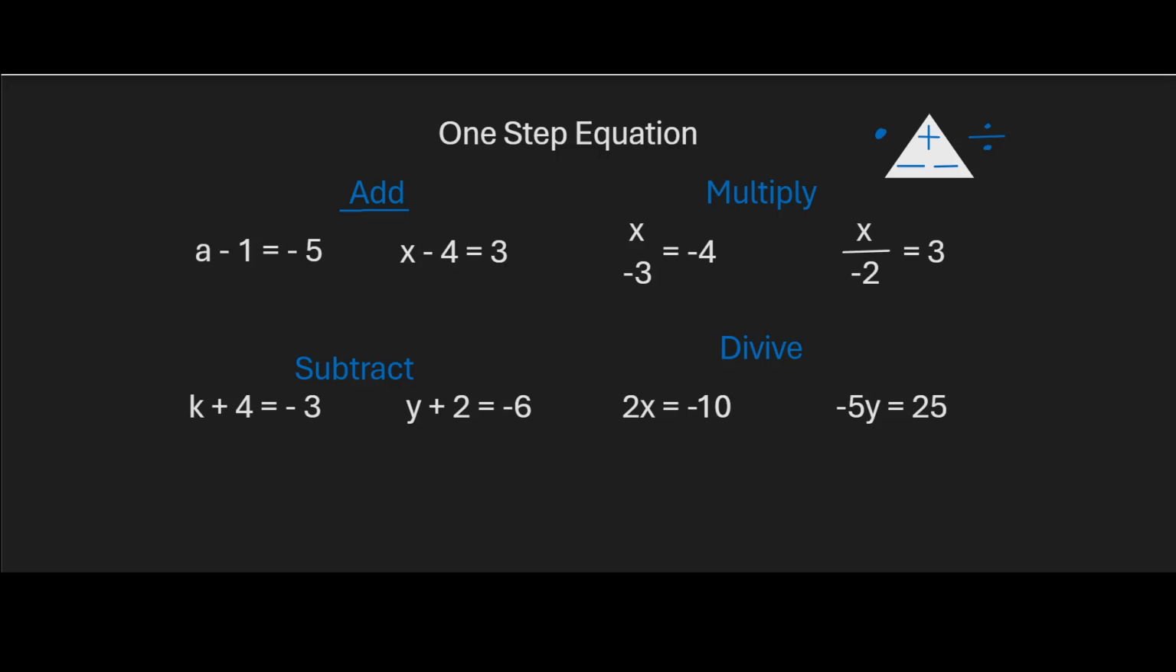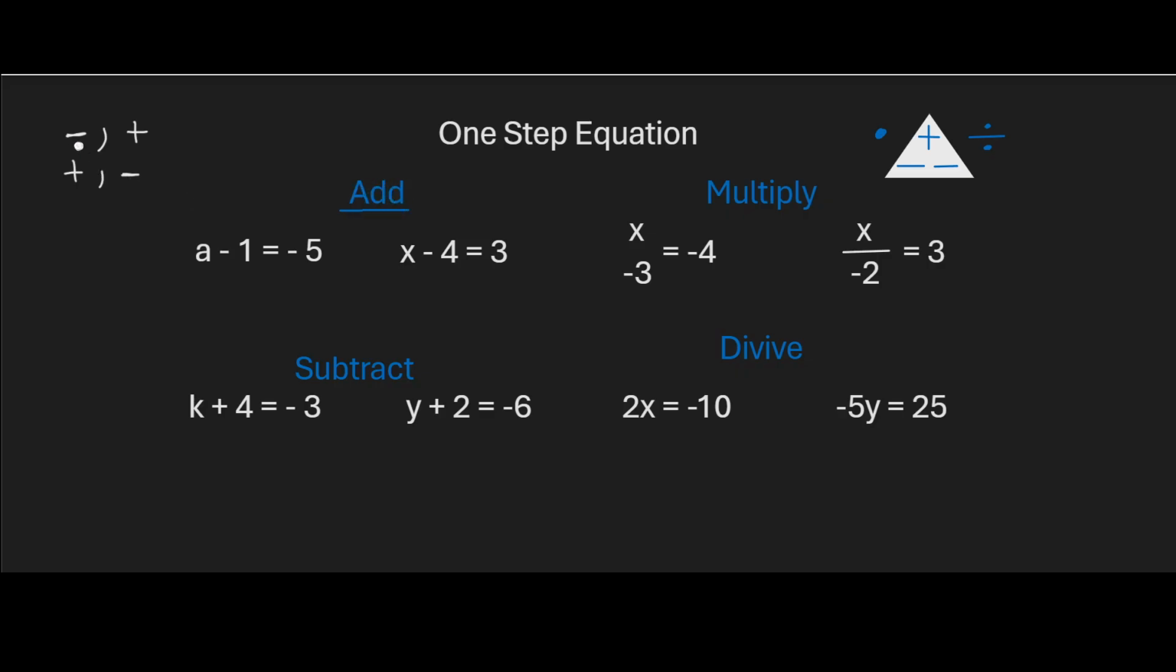Solving a one-step equation. To solve a one-step equation, we always want to do the opposite. For example, if we are subtracting, the opposite of subtracting is going to be adding, or the other way around. If we're adding a number, the opposite of adding is going to be subtracting. And that's why I label this.